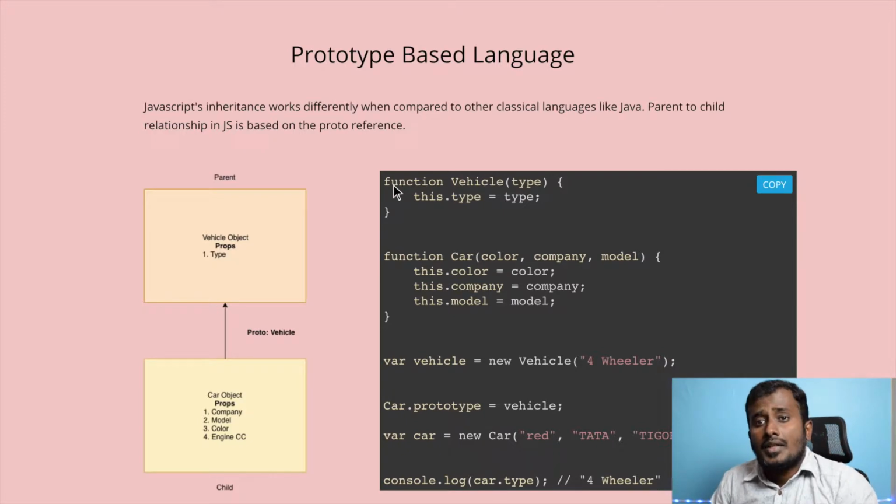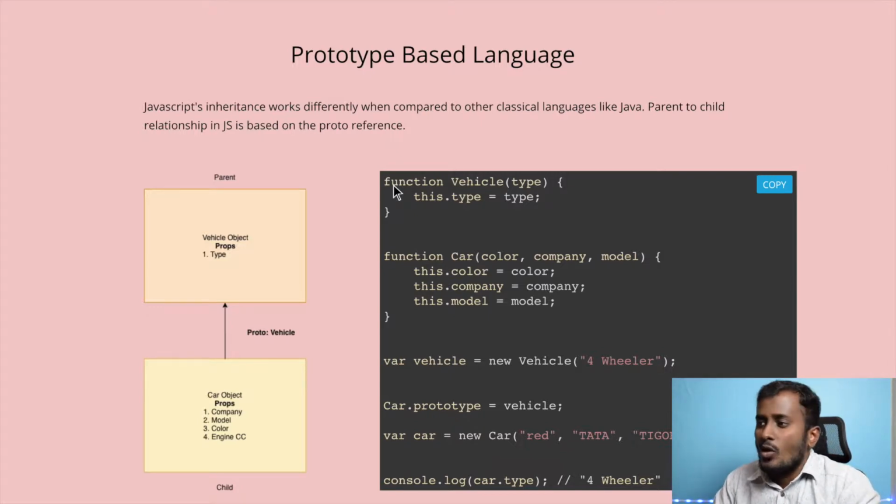The third characteristic which we are going to understand is prototype-based language. Inheritance in JavaScript works differently when you compare it with other traditional programming languages like Java. The parent to child relationship between the objects is based on the reference to the parent.